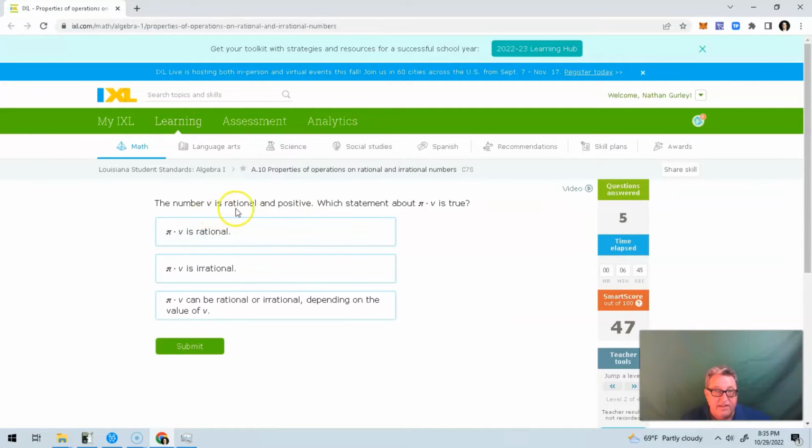The number v is rational and positive. Which statement about pi times v is true? If v is rational and positive, I'm going to say a rational times an irrational is going to have to be irrational. I think, let me see. Rational, irrational. Yeah, let's go with that.